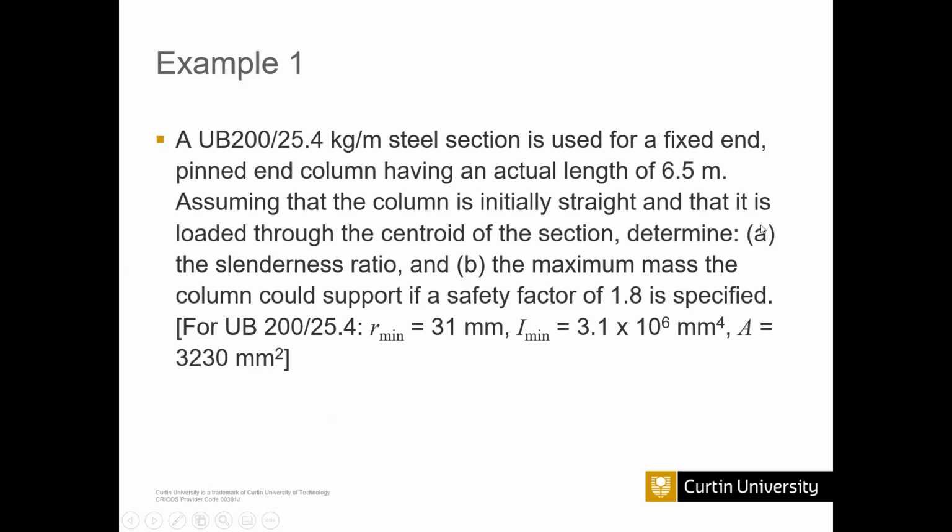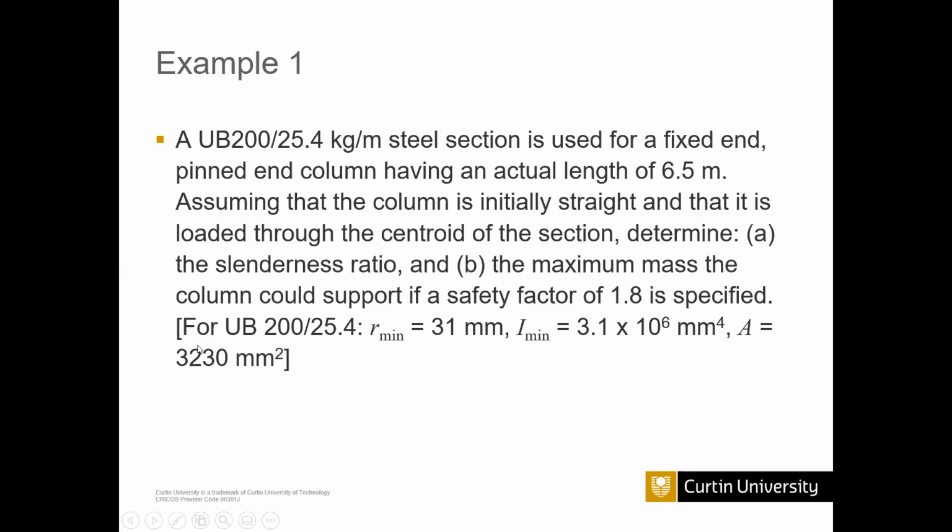Determine part A, the standard ratio. Normally, if you have buckling equations, you need to find out the slenderness ratio separately. Don't substitute LE and R separately in those equations. Find out the LE upon R ratio separately and substitute that ratio in this equation. In here they ask for the slenderness ratio, and part B, the maximum mass the column could support if a safety factor of 1.8 is specified.